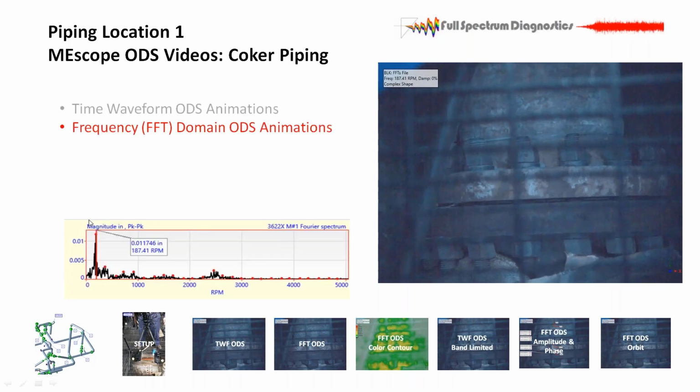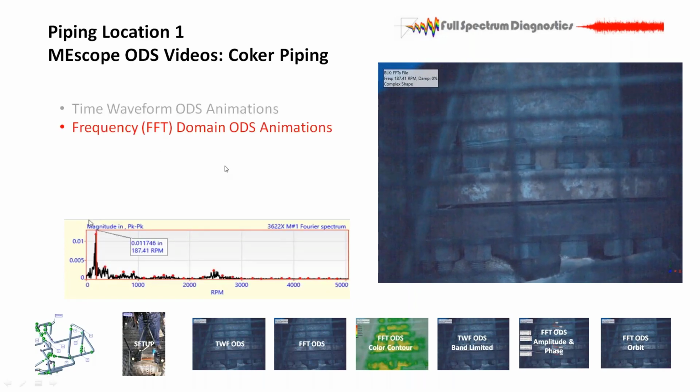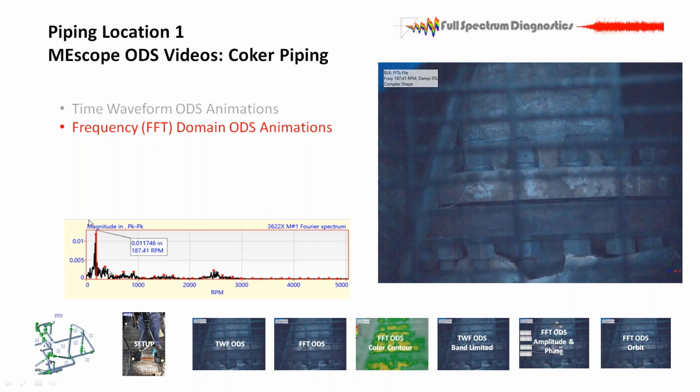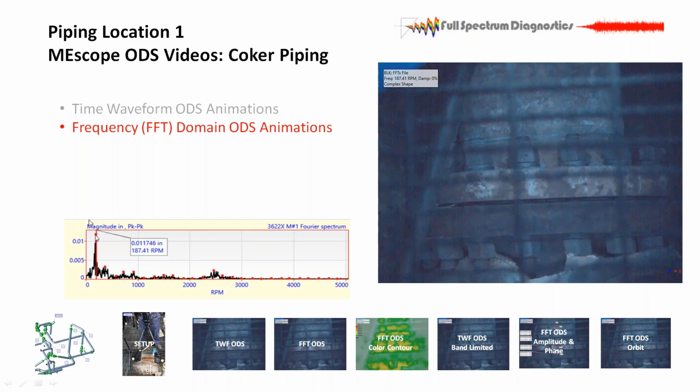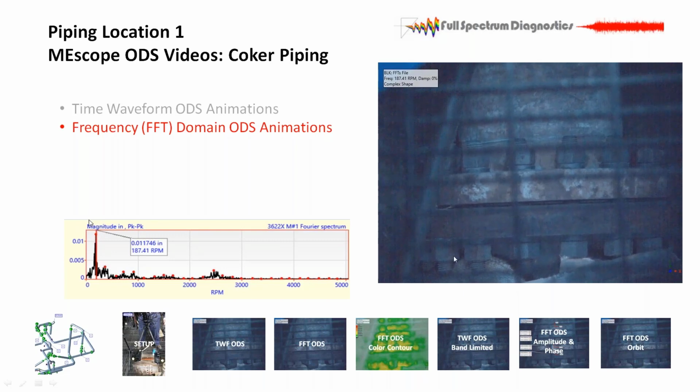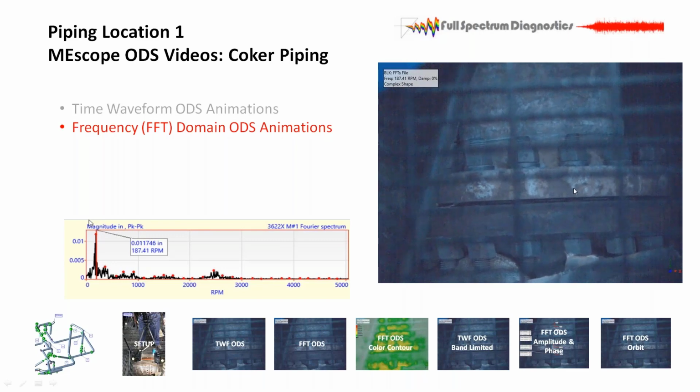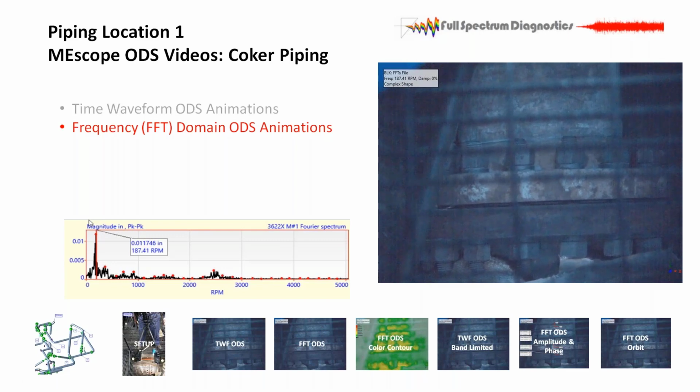This is animation in the frequency domain. So it's an FFT ODS animation. Just like anything you want to animate, you put your cursor on that peak and it will generate the appropriate vibration for that mode. And you see here, I've slowed this down too much. I thought I changed it, but maybe I didn't. This is at 187 CPM.